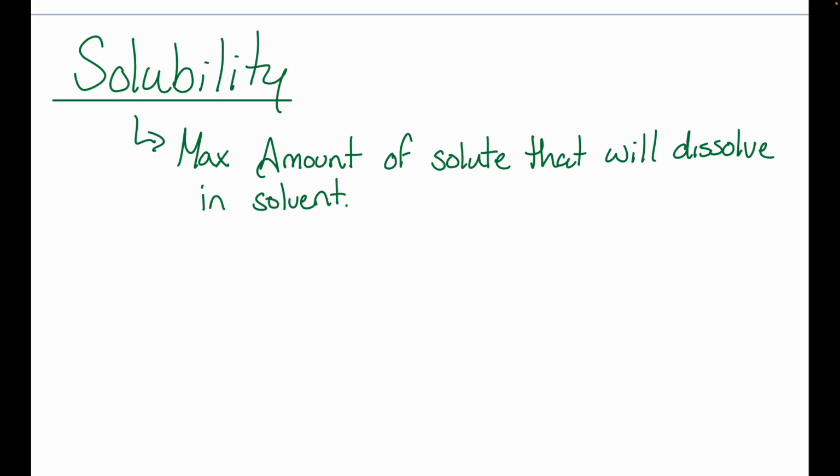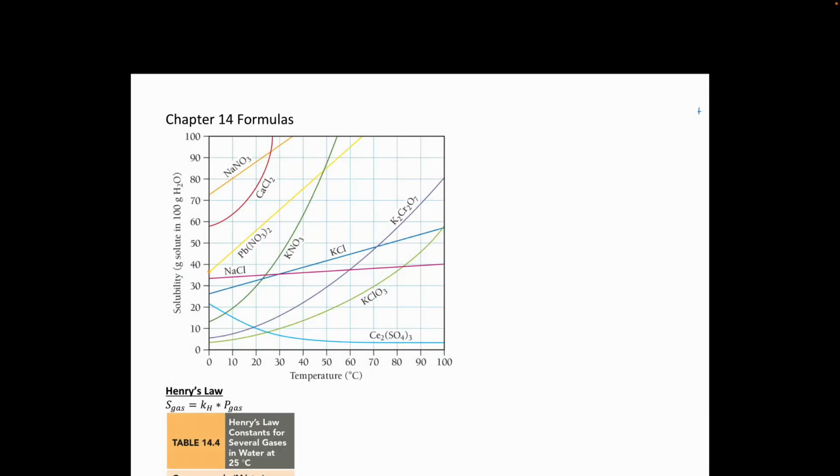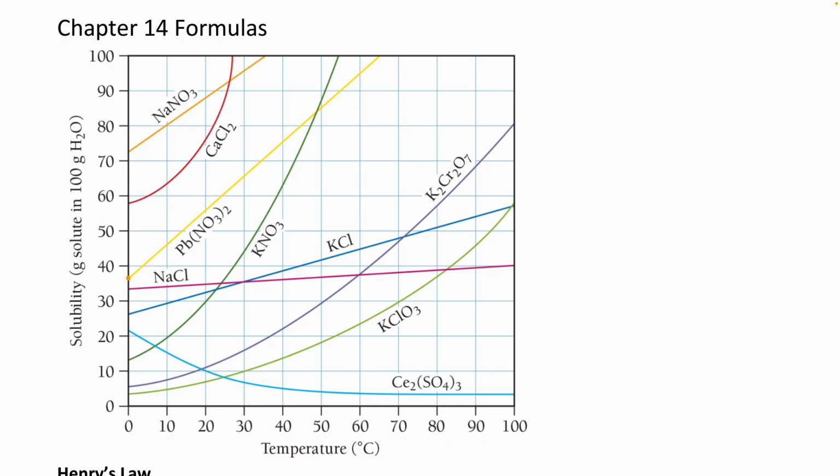All right, so I'm going to introduce you to our constants page for this chapter. On our constants page, the first thing we're going to look at is this graph. This graph has a number of different ionic compounds on it: sodium nitrate, calcium chloride, lead(II) nitrate, sodium chloride, potassium nitrate, potassium chloride, potassium permanganate, or not permanganate, I'm sorry, dichromate, etc. We have their solubility as a function of temperature.